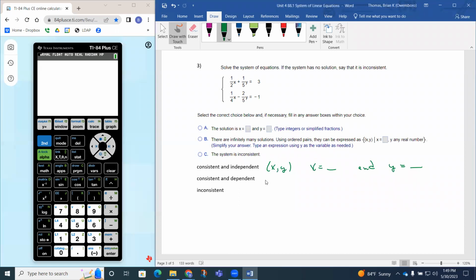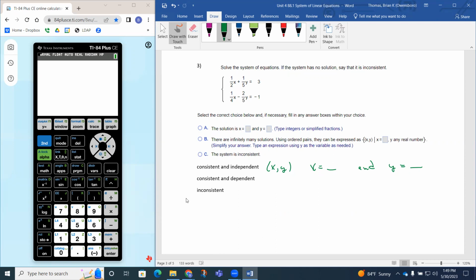Consistent and dependent basically means the two lines are coincident. There's infinitely many solutions, and the solution would be the equation of the line. And then inconsistent means the two lines are parallel. And since the two lines are parallel, they do not touch, and therefore there's no solution.